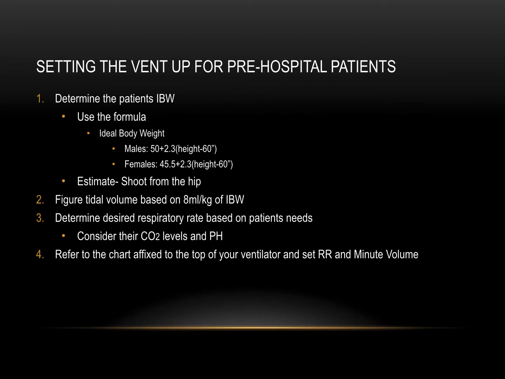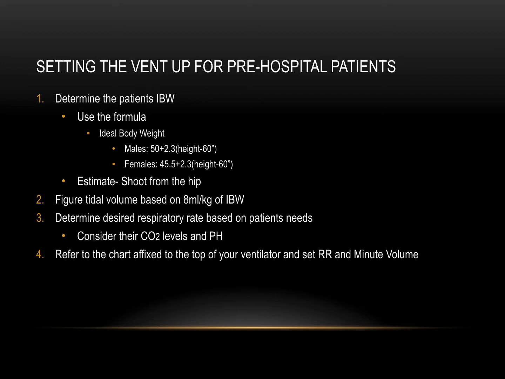So how do we set up the ventilator for pre-hospital patients? What we're going to do is complete the RSI, complete the intubation. We're going to determine the patient's ideal body weight. We should already have that because we're doing an RSI generally. We've used it, we're doing it based on our drugs. So we have an ideal body weight. Then we're going to figure out the tidal volume. How do we do the tidal volume? Remember, we're going to take 8 mL, multiply that by the ideal body weight to give us our tidal volume.